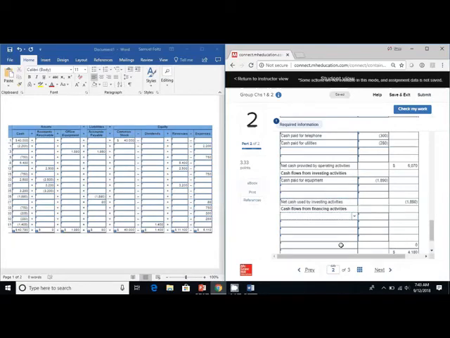Finally, we get down to cash flows from financing activities. And the cash flows from financing activities is going to be any cash movement because of owner transactions, such as common stock and dividends, and then also any cash movements from any loans payable, like mortgages or notes, bank notes, that kind of things.